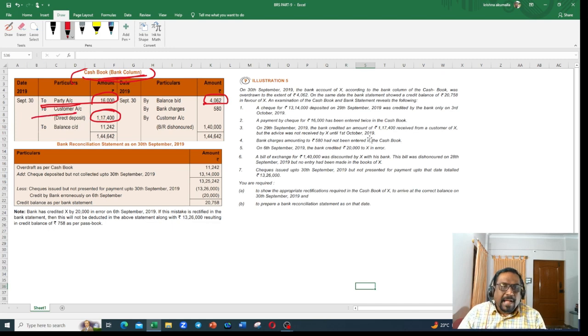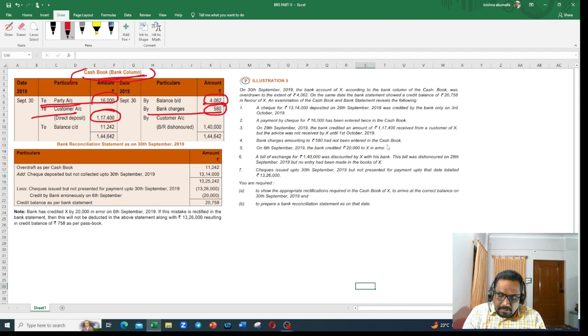Right. Bank charges amounting to 580 had not been entered in the cash book. So bank charges are recorded in the passbook, but not recorded in the cash book. This is also omission. So this omission has to be recorded in our cash book now, because we are adjusting our cash book, right? So I need to record that. Where do I need to record? Bank charges are payments for me. So I need to record on the payment side. So 580 rupees by bank charges, 580 in the cash book I have written.